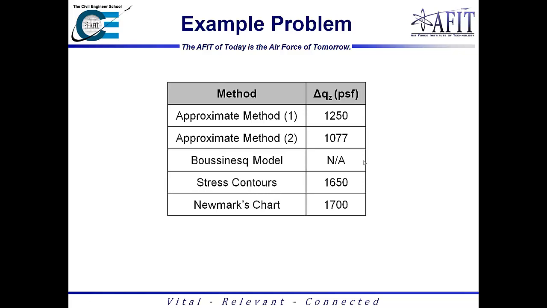But as I alluded to earlier, the approximate methods include a uniform pressure at the depth of interest. However, when we were calculating at the center point at that depth, we have to remember the approximate methods don't account for that parabolic shape that's down there. And so the pressure on the corner will probably be a lot closer to these ones. However, the pressure in the center is closer to 1,650, 1,700 roughly.